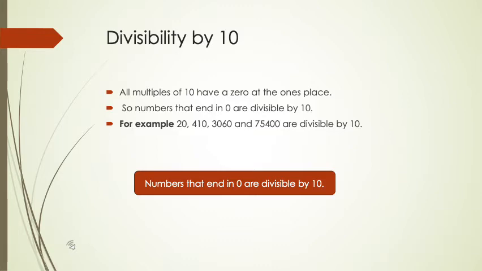For example, 20, 410, 3060, 75,400 all are divisible by 10 because their ones place consists of one number, that is 0.